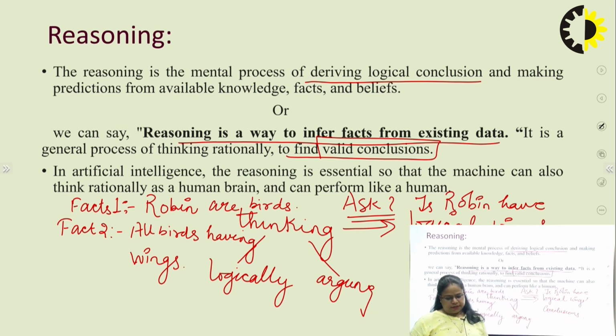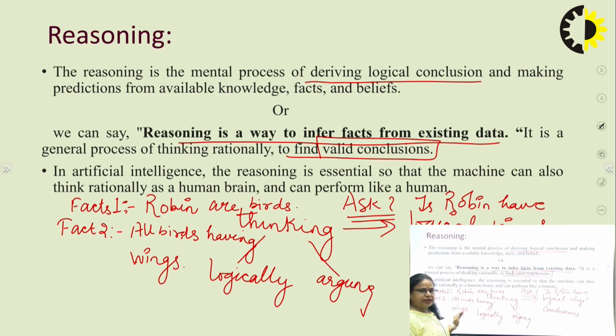Right? So in that case, two facts are given, and on the basis of that, we have to draw the given conclusion. And that particular conclusion is logically correct because we are thinking rationally. How can we think about it? It is already given in the first fact that robins are birds. It means the name of the bird is robin, right? Then in the second fact they have given, all the birds have wings. It means whosoever is a bird has wings.